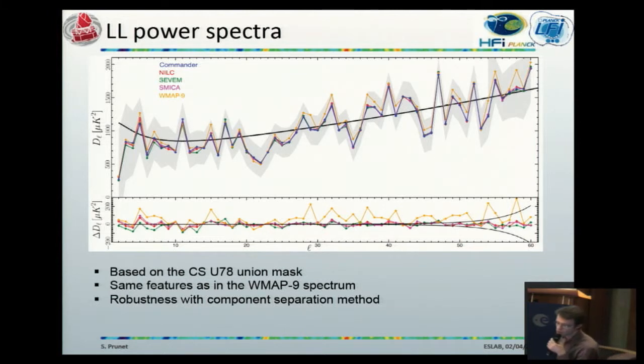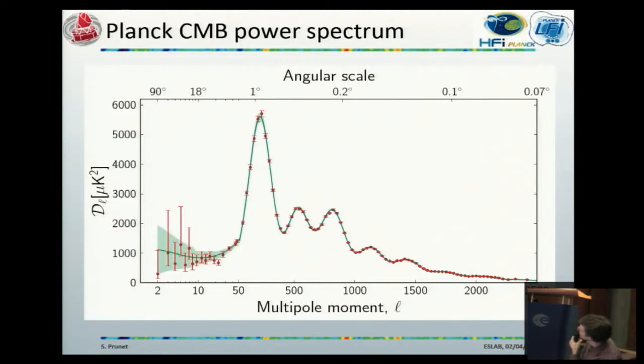A very robust spectrum is obtained using different possible component separation methods, which are shown. In blue is Commander, which is used in the low L likelihood, basically. And in red, green, and magenta are the other component separation methods compared to WMAP. So we see first of all the same spectra, which is nice, with WMAP, but we do seem to see a 2% to 3% trend between the two spectra.